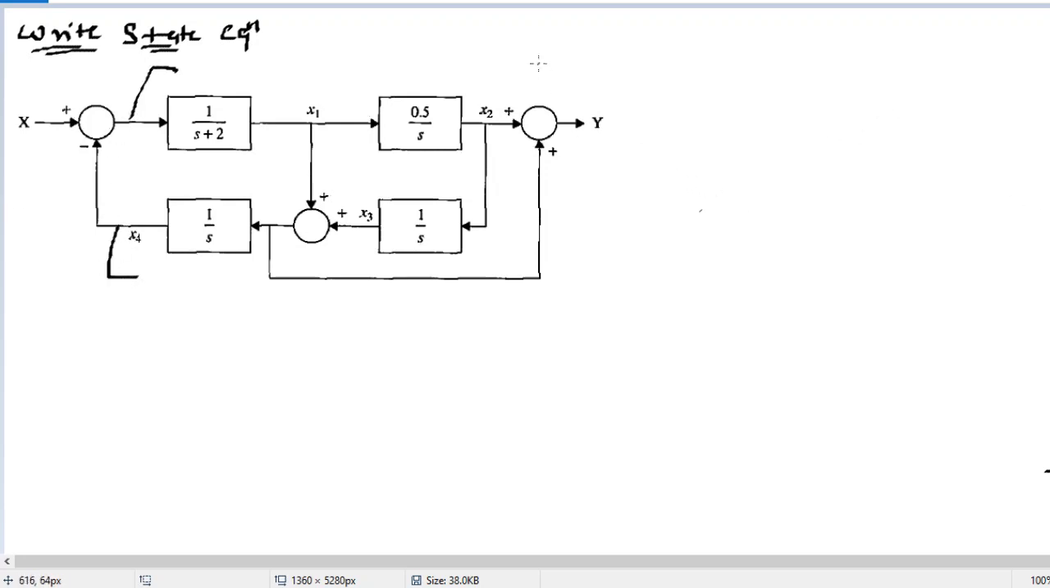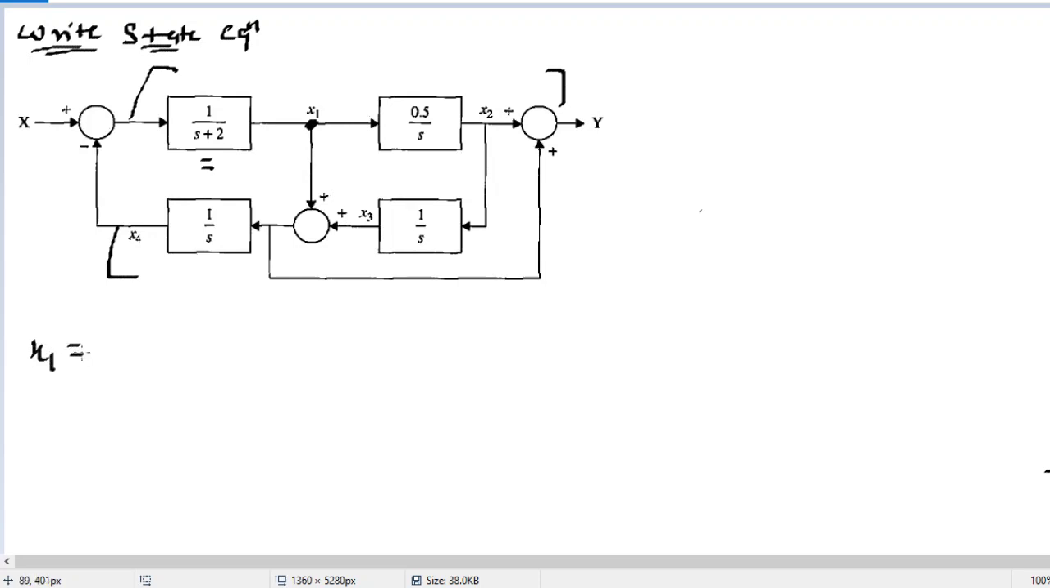So the first step that we have to do is to observe each and every block and node to get that particular equation. We start by calculating node x1. What will be the node equation, like what are the signals that are coming out from that node x1? So let's calculate it.